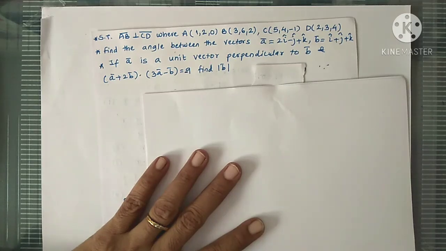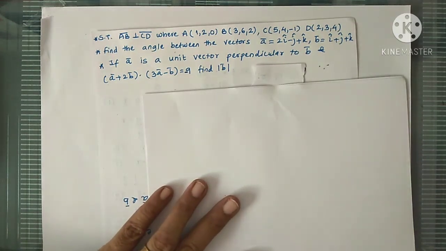So write the expansion of this dot product. The first term will be a bar dot 3a bar, so that is 3 modulus of a bar square. Next is a bar dot b bar, but a bar is perpendicular to b bar, so that will be 0. Then 2b bar dot 3a bar, so that will be 6 b bar dot a bar, but again a bar and b bar are perpendicular, so this dot product is 0. And the last one is 2b bar dot b bar, which is 2 modulus of b bar square. And that is minus 9. Put modulus of a bar as 1 and you will get the value of modulus of b bar.